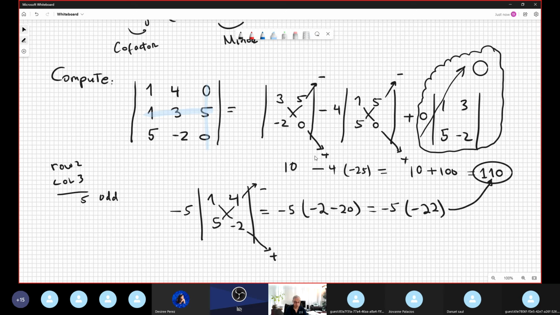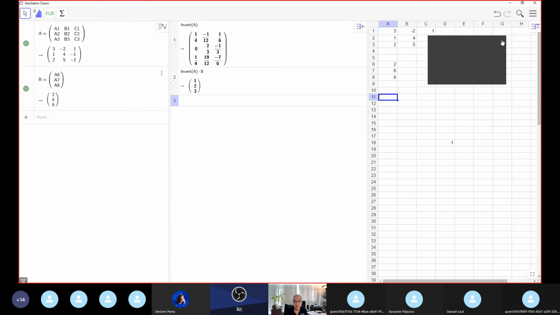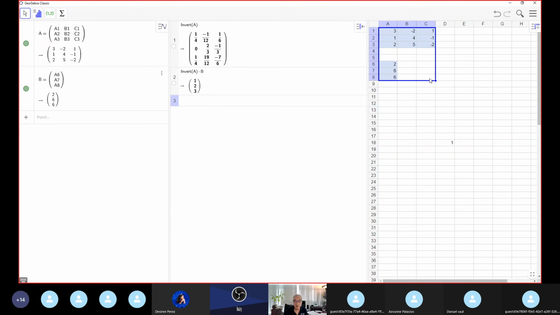Okay. Now to finish today, I want to show you this example in GeoGebra. In GeoGebra now for the determinant, and I promise next class we study the application of the determinant for solving systems of equations. But not now. Now is, let me switch to the GeoGebra screen. Boom. Do you see that?